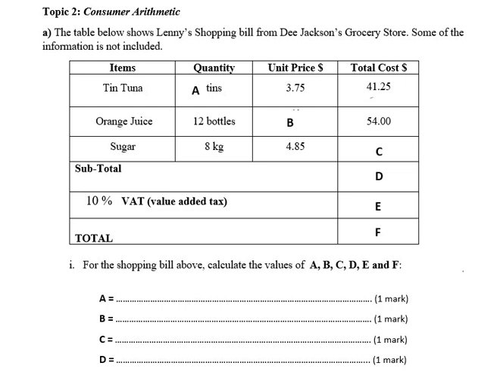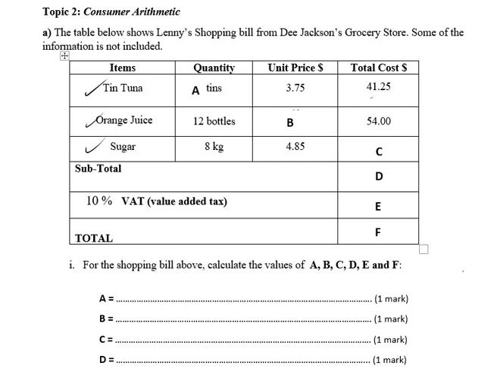Okay, so for this question, my suggestion is that you work on this question on your own. Pause the video, attempt the questions, then compare your solutions to mine. All right, considering that you have done that, let's examine this bill that was received by Lenny from D. Jackson's grocery store. Three types of items being purchased are tin tuna, orange juice, and sugar.